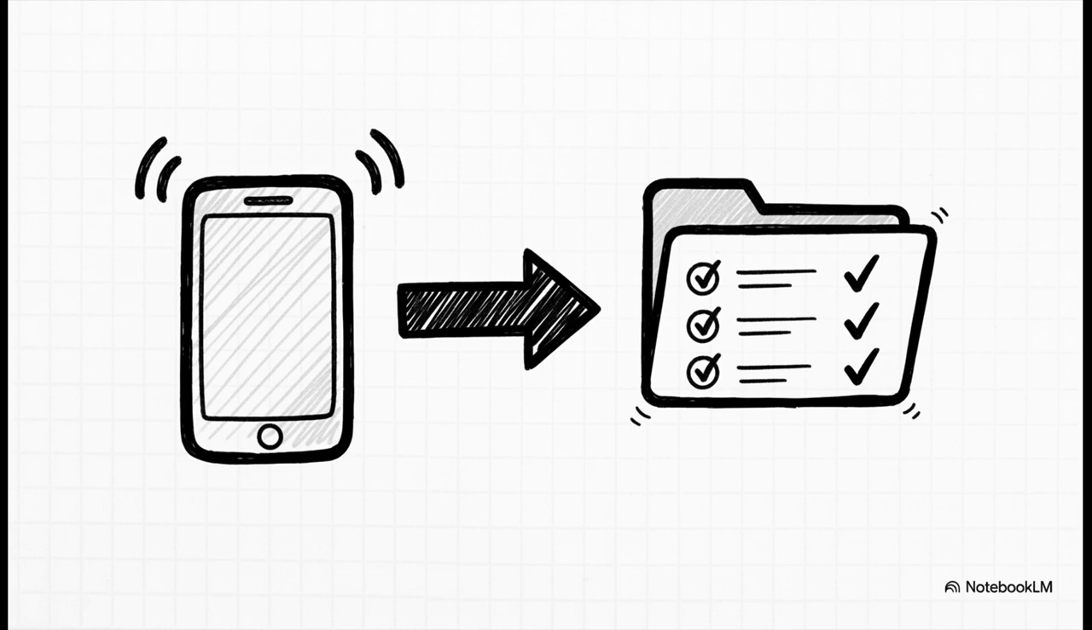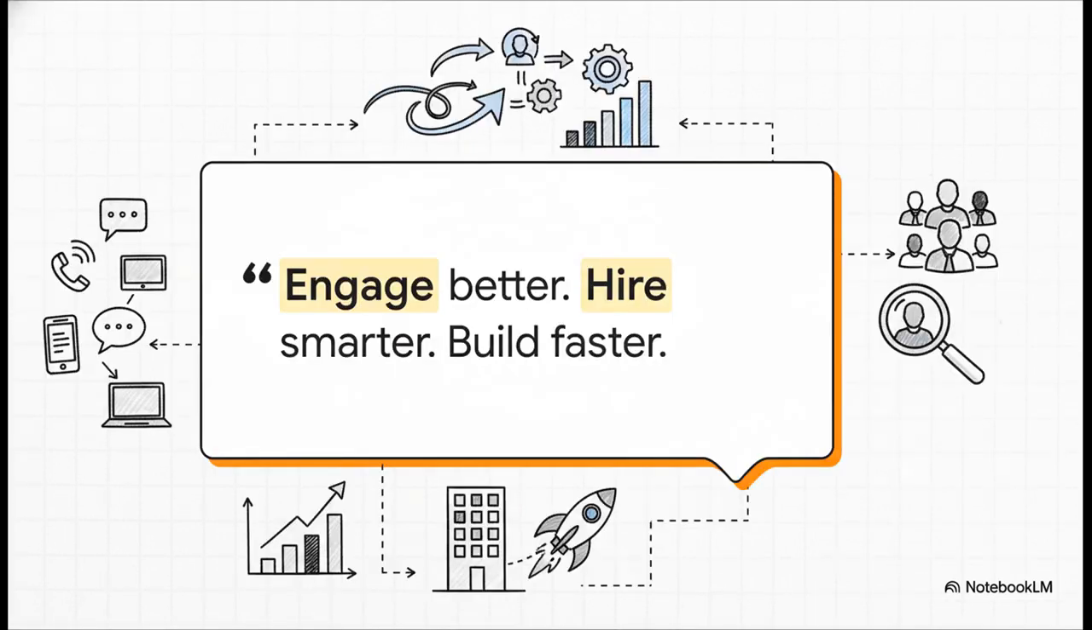You know, it all really comes down to this. When you automate communication, you engage with candidates better, and that lets you hire smarter people, which in turn helps you build your team and your business that much faster.